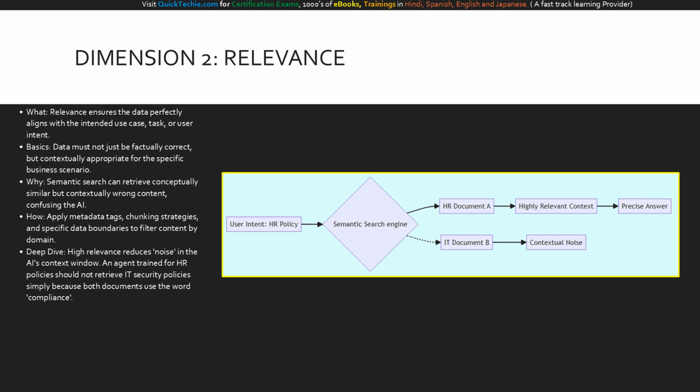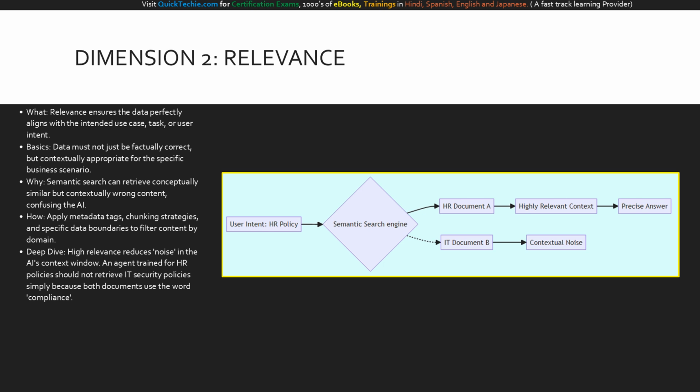The dotted line, however, points to IT document B. Even though it might share similar vocabulary, it acts as contextual noise. If this irrelevant document is fed to the AI, it degrades the quality of the response. This diagram highlights why solution architects must build strict scoping and metadata rules into their semantic search engines.